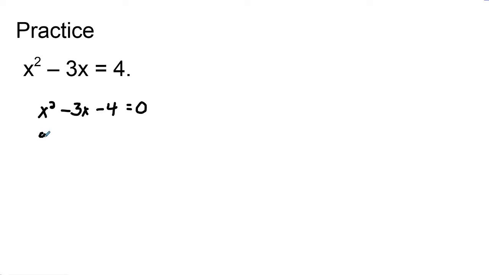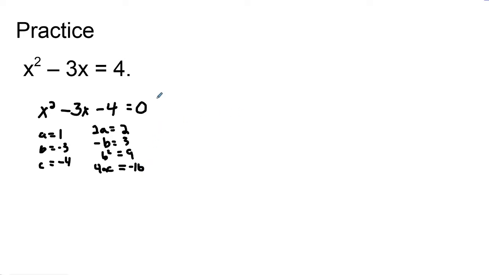So a is 1, b is negative 3, c is negative 4. And now we're just going to start calculating stuff down the line. 2a is equal to 2. Negative b is equal to the opposite of negative 3, which would be positive 3. B squared: negative 3 times negative 3 is positive 9. And 4ac: 1 times negative 4 is negative 4, times 4 again is going to be another negative 16.